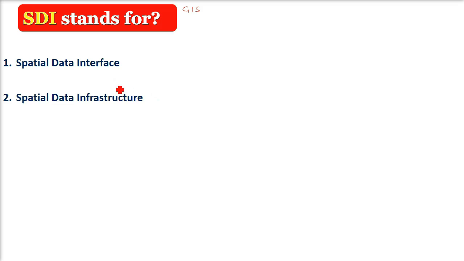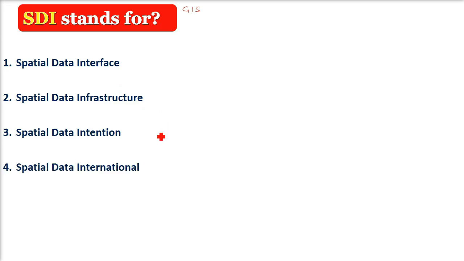SDI stands for, now we are talking about this in GIS terms. So this SDI, let us take the options first. Spatial data interface, what do you think is the answer? Spatial data infrastructure, this is the second option. Spatial data intention, the third option. And spatial data international, what do you think? SDI in the field of GIS remote sensing, what is it? Yes, you guessed it right, it's option number 2, spatial data infrastructure.